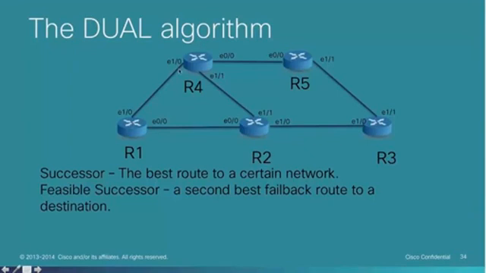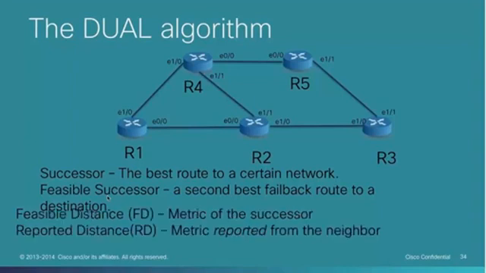Now, what is a feasible successor? Feasible successor is the second path, right? It's not as good as a successor, but it's still a valid route. So, for example, R1 through R4, R5, and R3 probably can be a feasible successor. I say probably can be, but it looks like a redundant path. Why? Because there are two terminologies. Oh, some of my text is overlapping, but I'm hoping you can still read it. So the two distance values that you need to be aware of in EIGRP, the feasible distance and the reported distance.